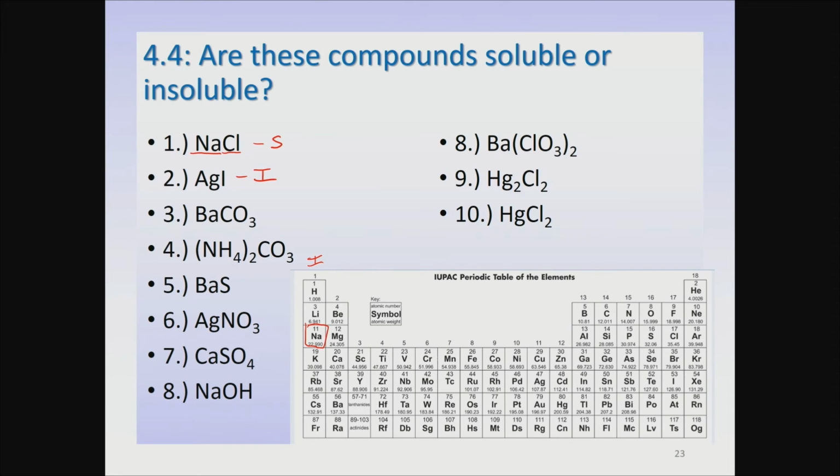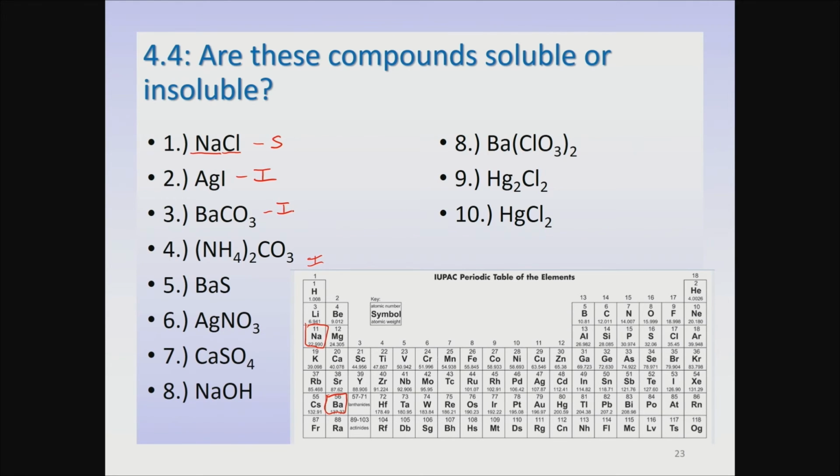Next compound is barium carbonate. Let's focus in on the carbonate. You may recall that carbonates are generally insoluble unless you have bound to it a group 1 metal or ammonium. So if you look where barium is here in the periodic table, barium is not a group 1 metal, it is a group 2 metal. And therefore, it is not going to make the carbonate soluble. So this is considered to be insoluble.